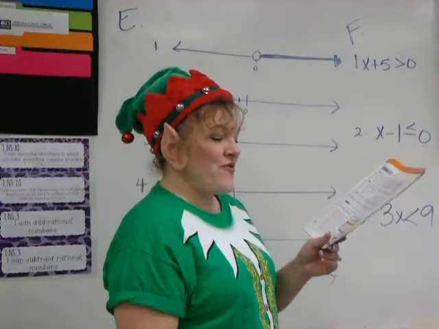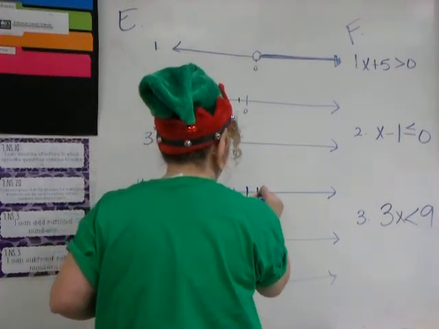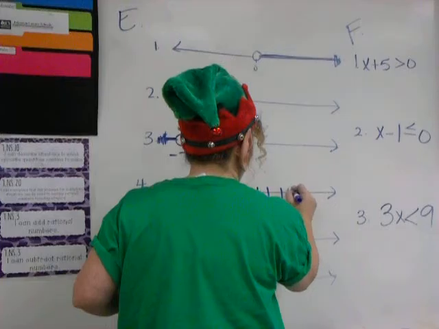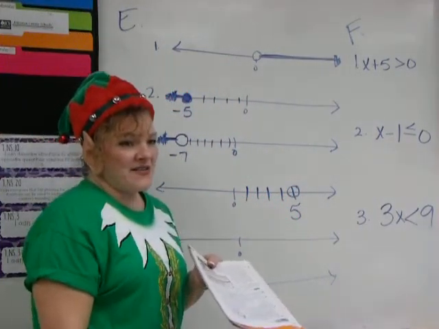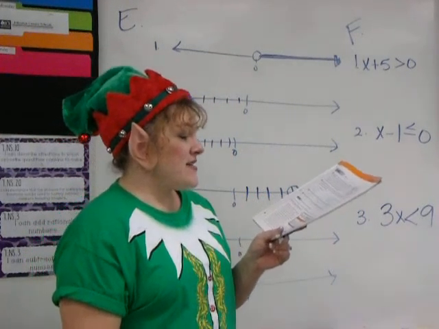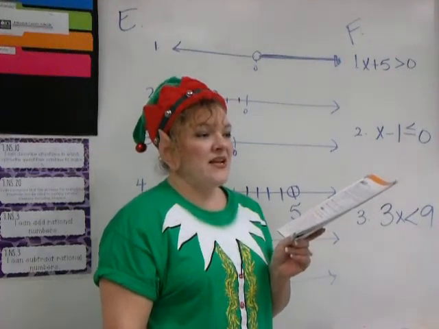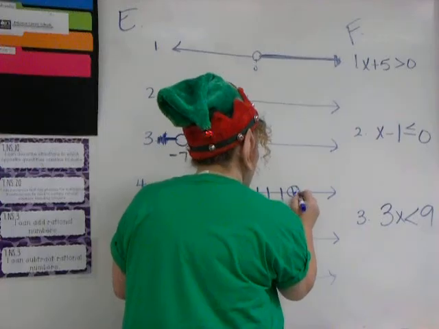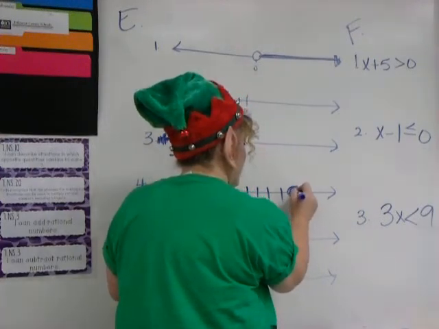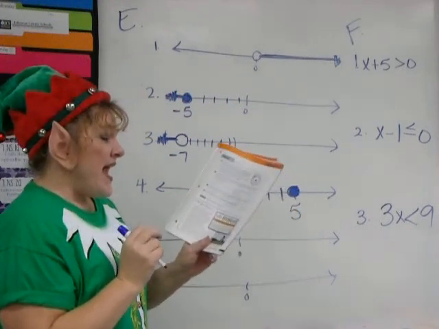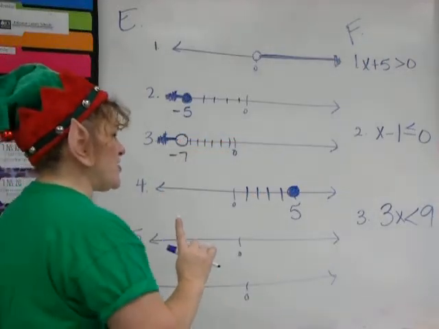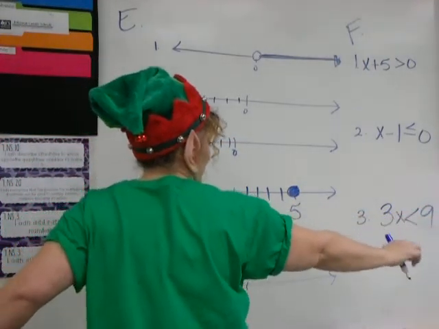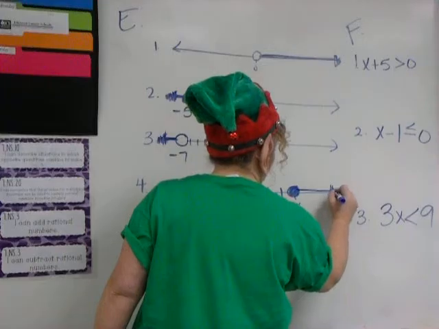X is greater than or equal to +5. I'm going to put my circle over +5. Is +5 included here? Yes. It says greater than or equal to. So I'm going to color it in because 5 is included. And if X is greater than, which direction do I color greater numbers? To the right. They are bigger.